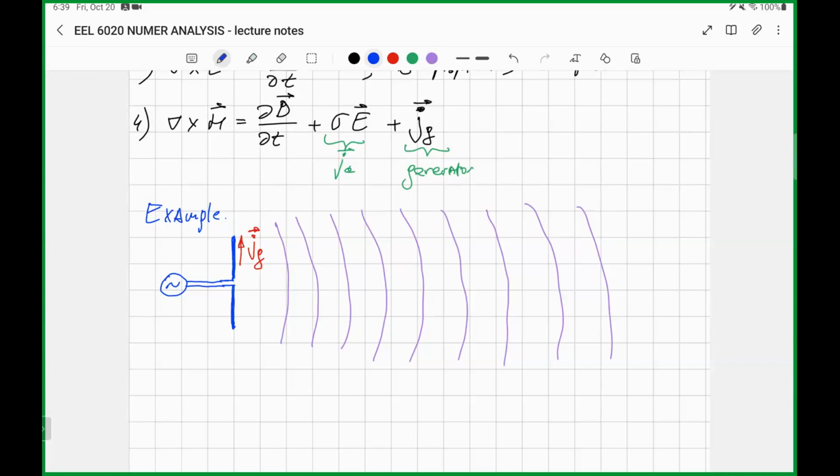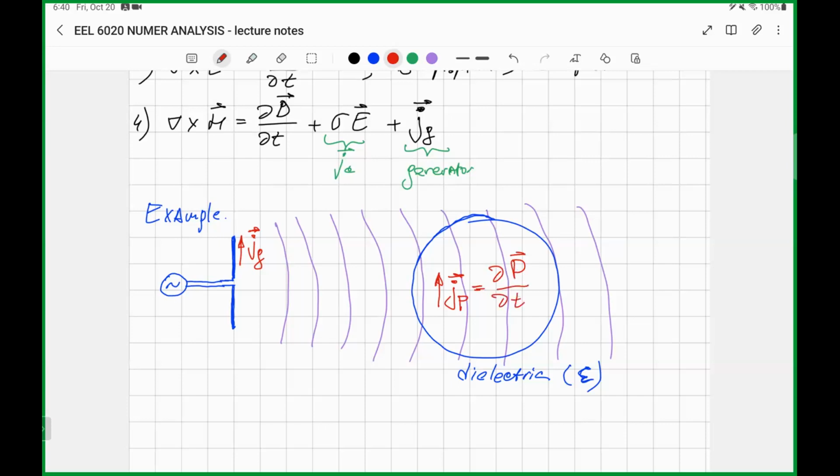Okay, so now let us assume that we have some body in this area like this. So this is some dielectric object with some permittivity epsilon. This dielectric object gets polarized because of the presence of the electric field from the antenna, right? And it gets this current J_P, the polarization current, which is equal to the time derivative of the polarization, okay?